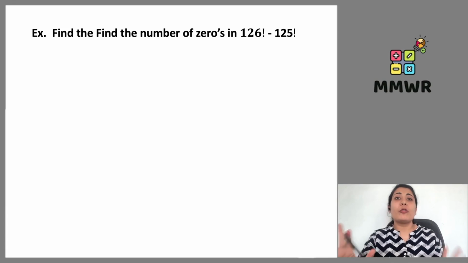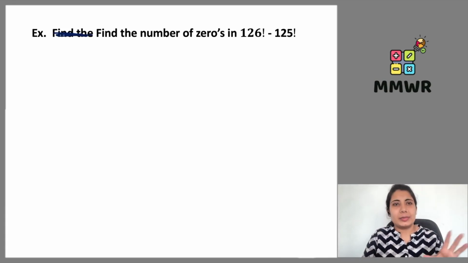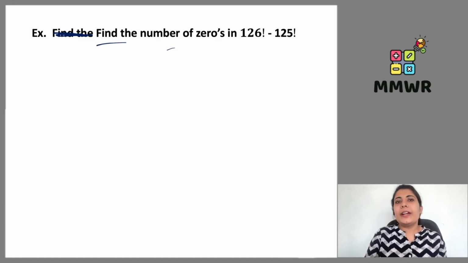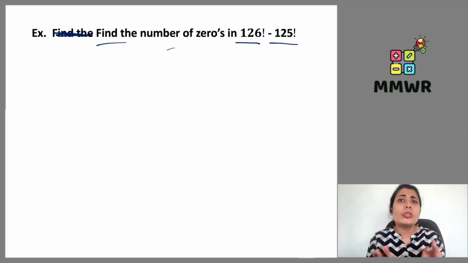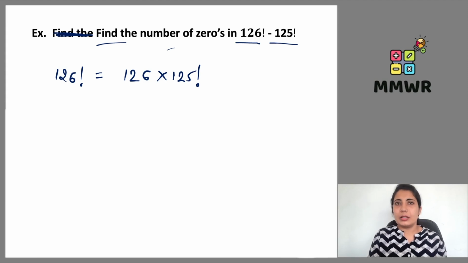Let's move to another example, which is again the same type. So sorry, this is a printing mistake. Yeah, find the number of zeros in 126 factorial minus 125 factorial. This time we have subtraction operation, but it is clearly visible that both numbers are very close. So we can easily write this 126 factorial as 126 multiplied with 125 factorial, right?